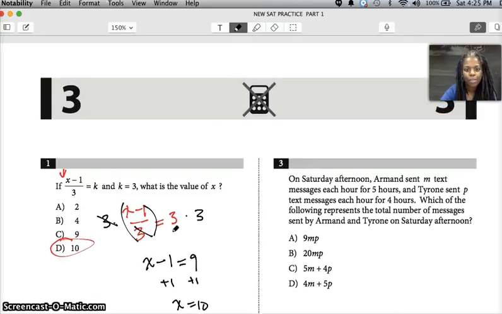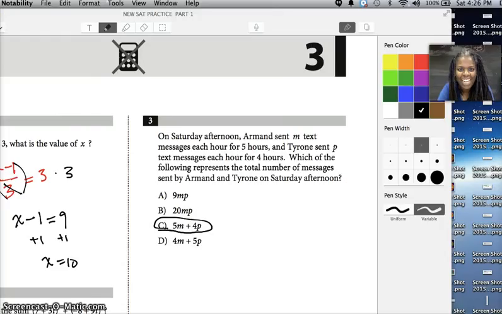Let's take a look at number 3. Okay, and I'll start off by simply saying that the answer is C, 5m plus 4p. If you got that, keep moving. If not, let's talk about it. On Saturday afternoon, Armand sent m text messages each hour for 5 hours.